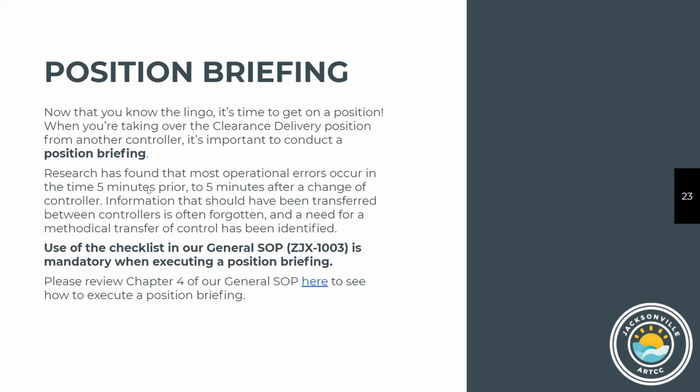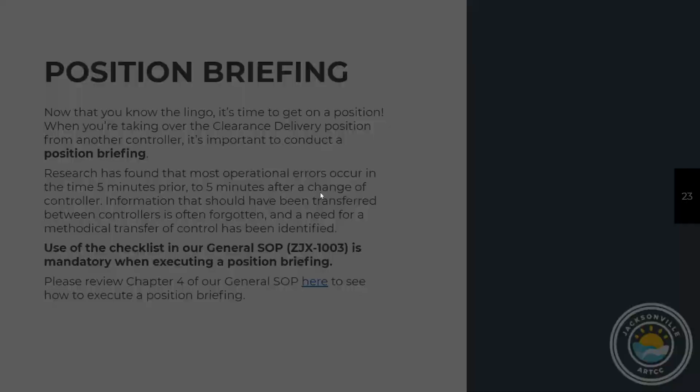So finally, how do you get into and out of the position? That is by a quick briefing. The reason there is a formatted briefing is because we've discovered that's the most time when things get screwed up in controlling. Four or five minutes after is when operational errors occur, and that's true in the real world as in VATSIM. So we have this briefing plan, and it's on you to go to the General SOP and check the link in Chapter 4. You'll need to know how to do that position briefing. We're not going to talk about it on these slides.